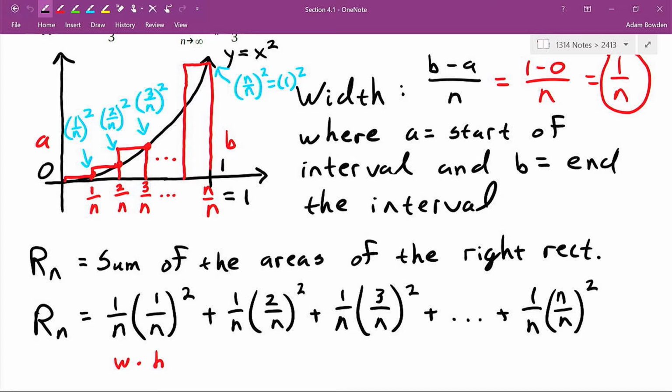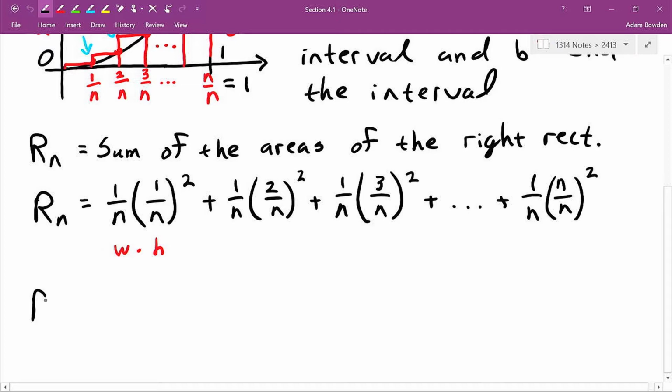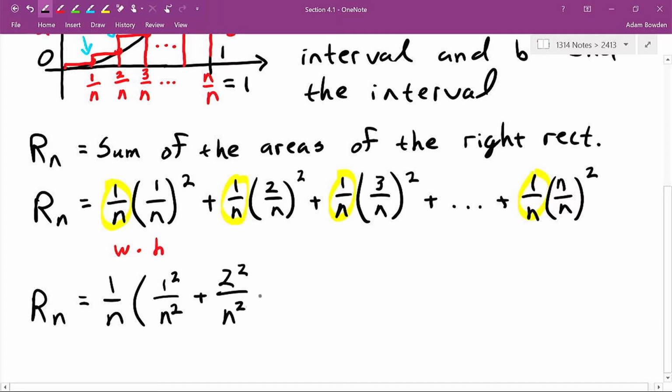Now, in order to handle this summation, what I'm going to do is factor out a 1 over n. Because notice how 1 over n is common to all the terms in the summation. So we can write it as 1 over n, and we'll go ahead and write the inside as 1 squared over n squared plus 2 squared over n squared plus 3 squared over n squared plus, and so on, dot dot dot, all the way up to, and we'll just write this as n squared over n squared.